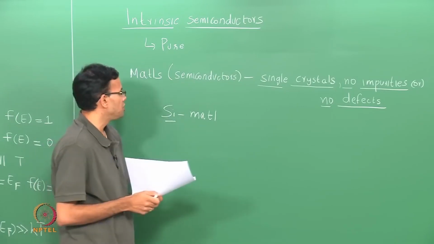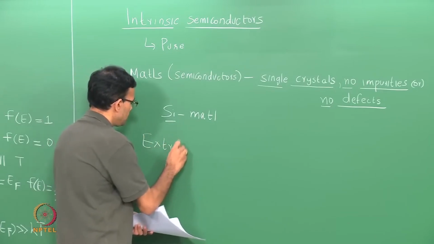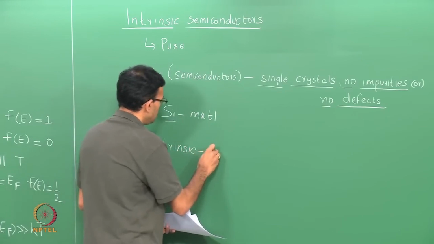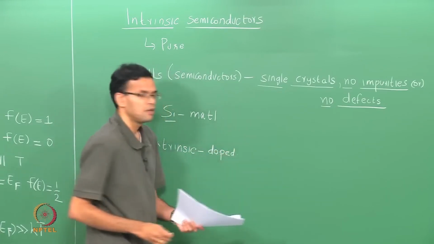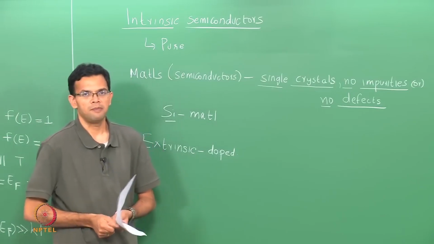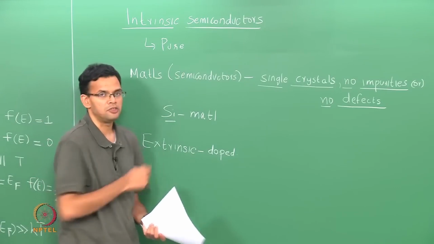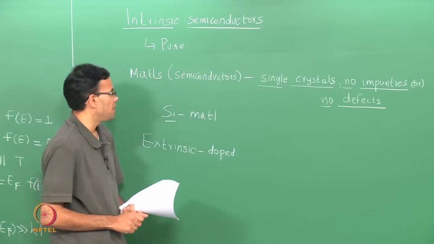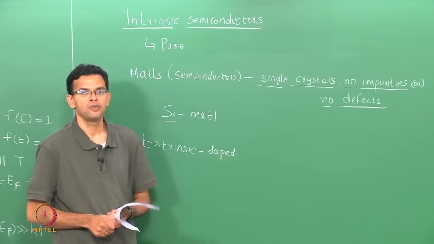As opposed to intrinsic, I mentioned earlier that you also have extrinsic semiconductors. These are doped semiconductors. If you look in terms of applications, extrinsic semiconductors are almost always used. Intrinsic semiconductors do find some applications, but not a whole lot.